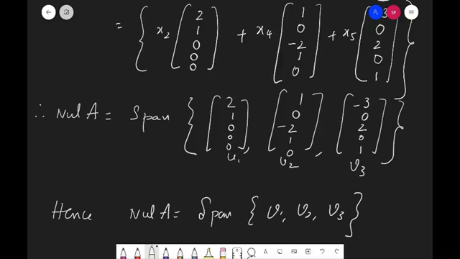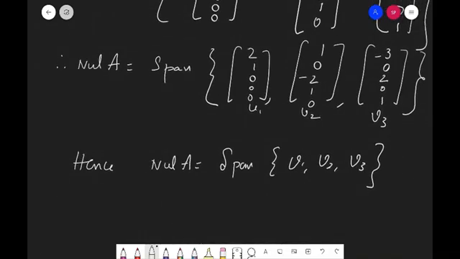You can make linear combinations of these 3 vectors. You can choose x2 as any value because it is a free variable, x4 as any value, x5 as any value. Choose these as any values and then you can form all the linear combinations. This is what we mean by describing null A or finding null A or finding a spanning set for null A. Everything is the same.